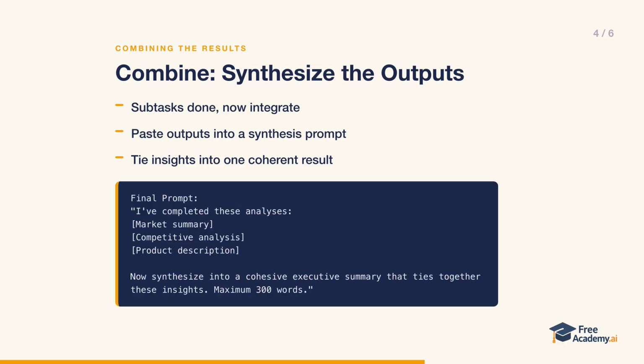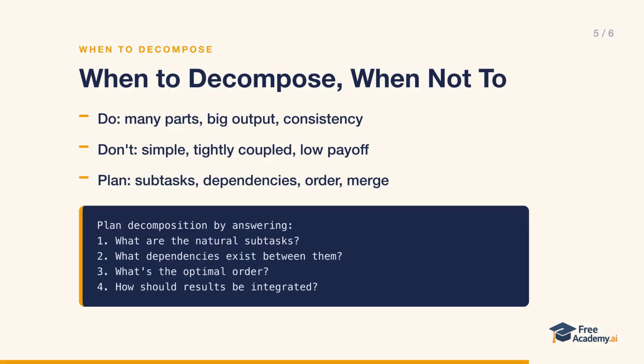So the full workflow is split the task, run each focused subtask, then combine. That last step is what turns separate answers into a finished deliverable. Decomposition is powerful, but it isn't always the right move. Decompose when the task has multiple distinct parts, when the output would exceed quality limits, when different parts need different expertise, or when results have to stay consistent across sections.